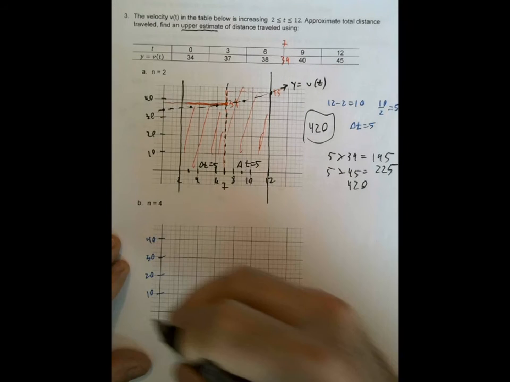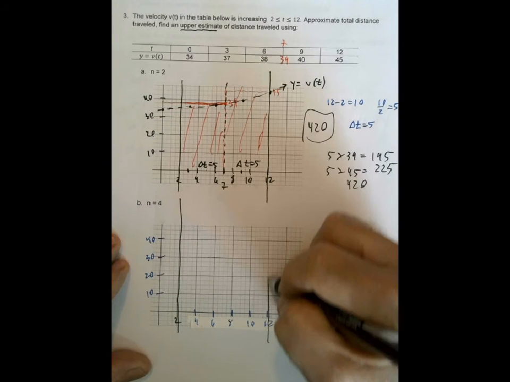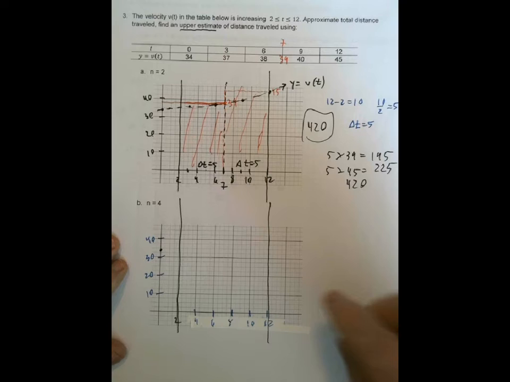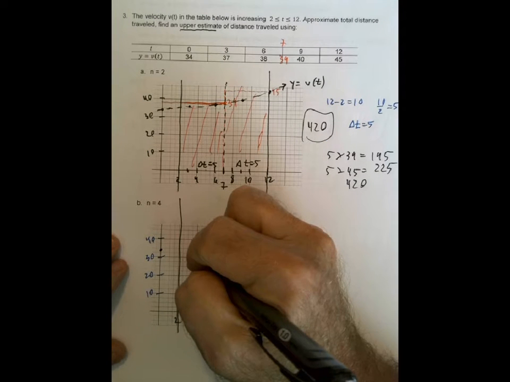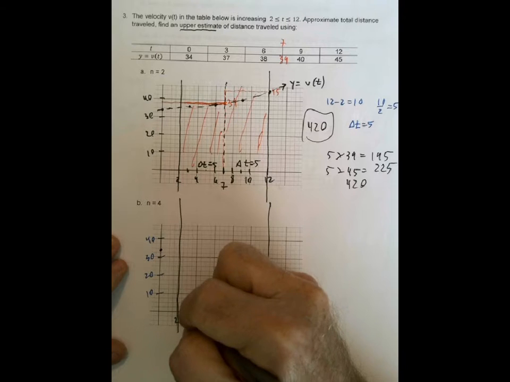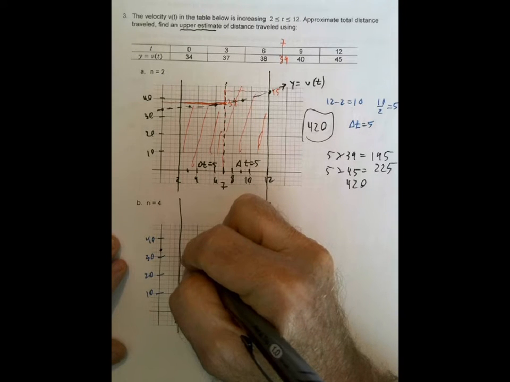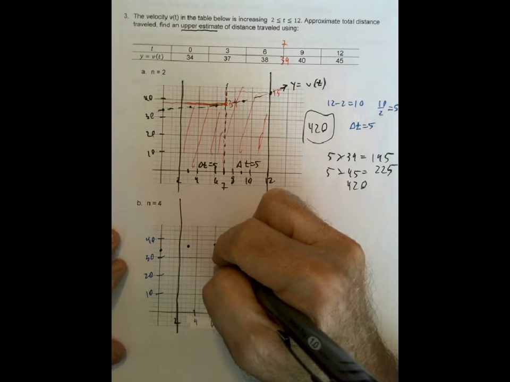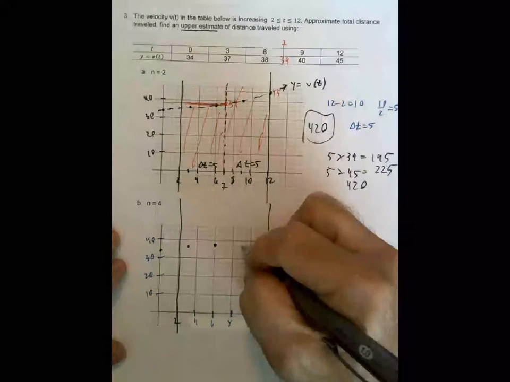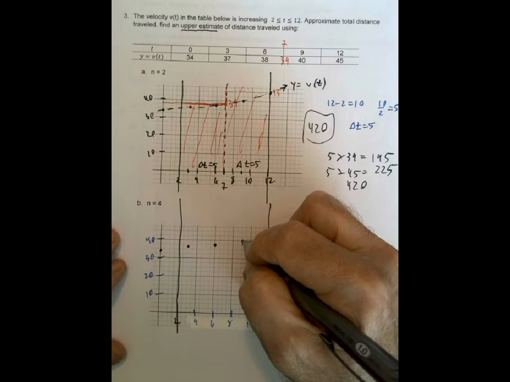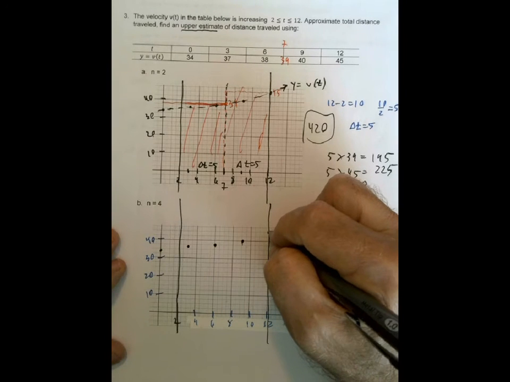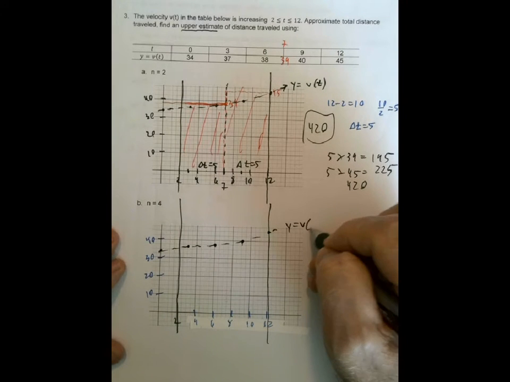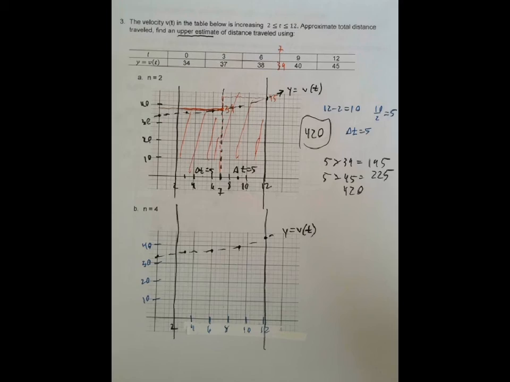We're still going from 2 up to 12, and the speed at 0 is still about 34, and the speed at 3 is still about 37, right? And the speed at 6 was still about 38, and the speed at 9 was still about 40, and at 12 it's up there at 45, right? So it's the same distance function, or the same speed function, right?